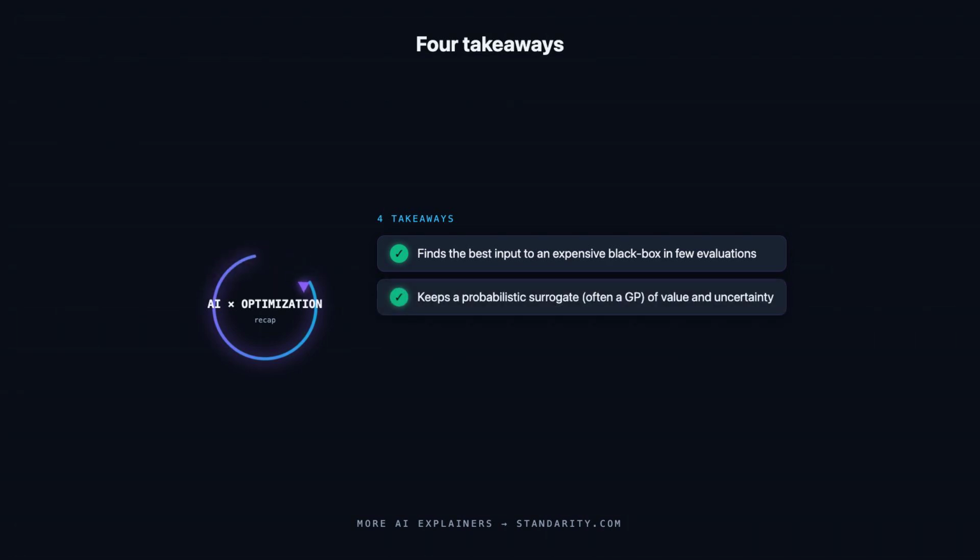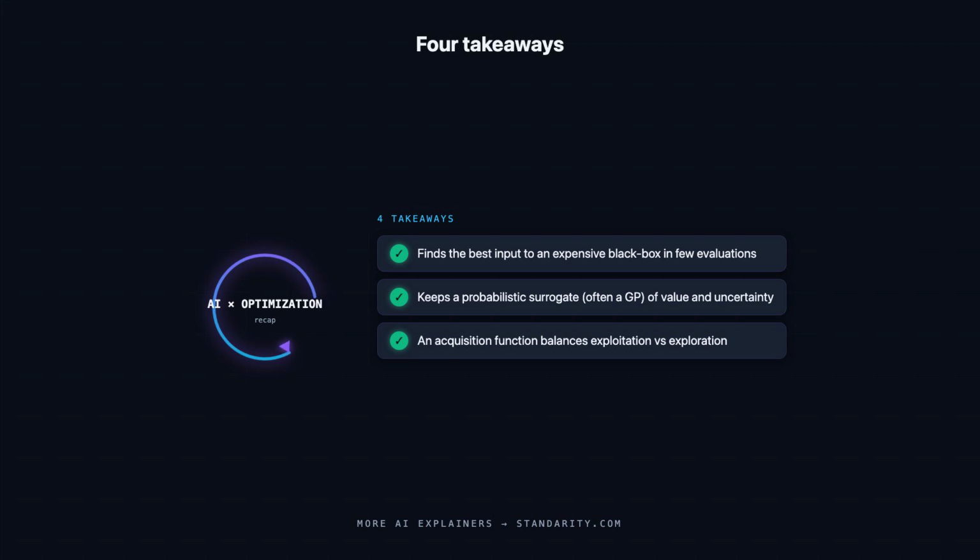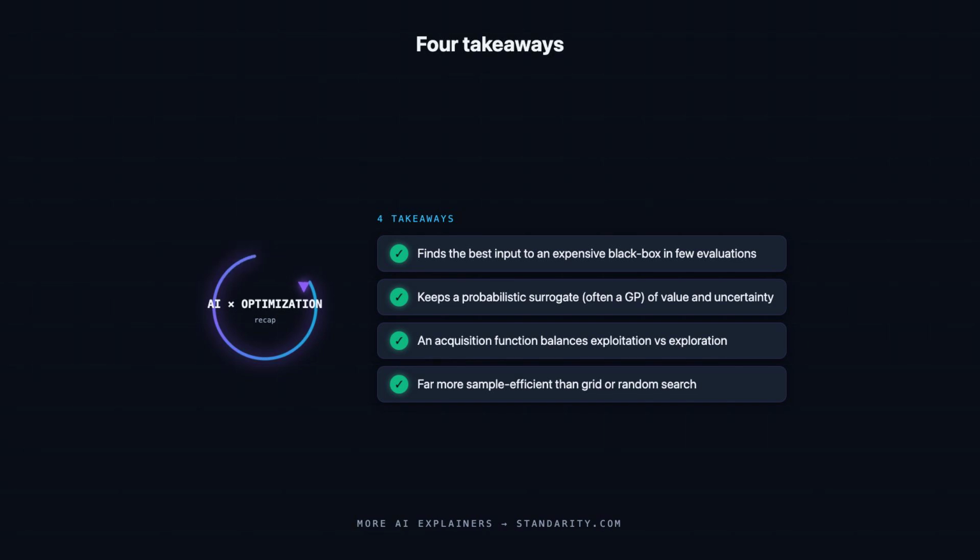It keeps a probabilistic surrogate, usually a Gaussian process, that models both the predicted value and the uncertainty everywhere it hasn't looked. An acquisition function picks the next point by balancing exploitation, sampling where results look good, against exploration, sampling where the model is unsure. That loop makes it dramatically more sample efficient than grid or random search, which is why it tunes hyperparameters everywhere.